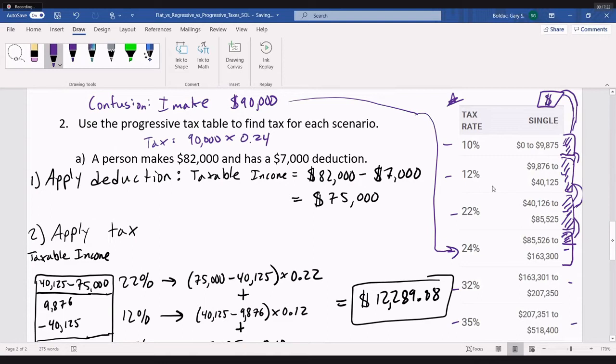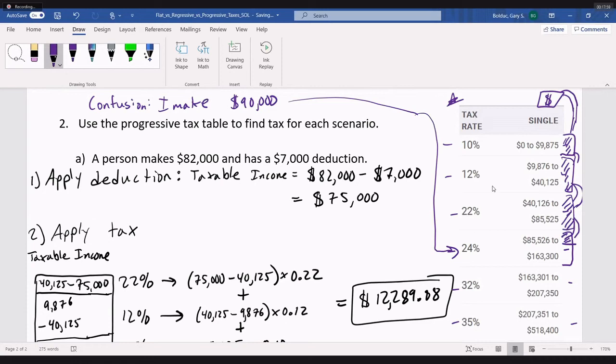So you can think of these brackets almost like little buckets that hold some specific amount of money. Once you fill that up, you move on to the next bracket. If you don't fill it up all the way, you'll stop. Okay, so I've said a lot there. Let's try an example. So let me get rid of this. The example here is we have a person who makes $82,000 with a $7,000 deduction. So this is going back to the last sheet with deductions and claims.